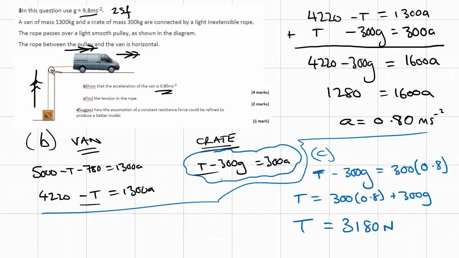3,180 newtons. That's my tension. You can go back and check that that is not the same as the weight of the crate, so people make a mistake there. We can see that mathematically it is different. And then the final question.